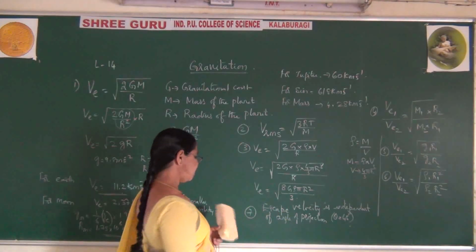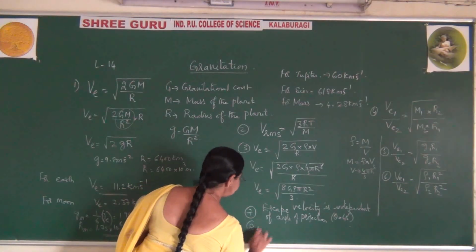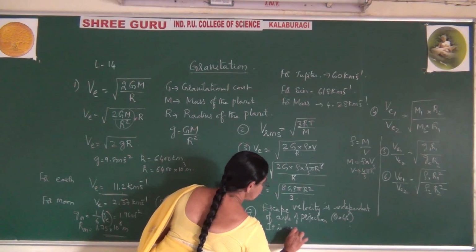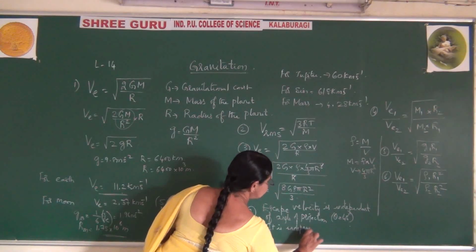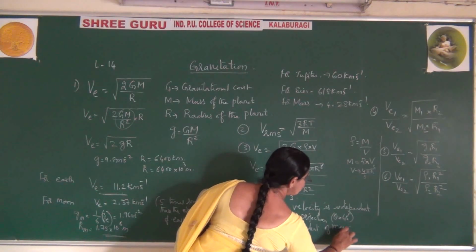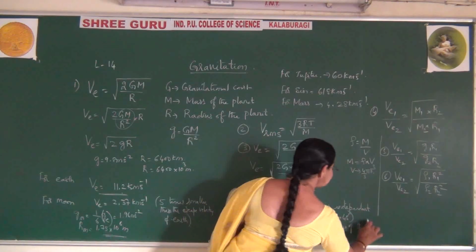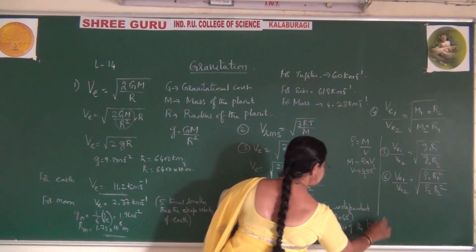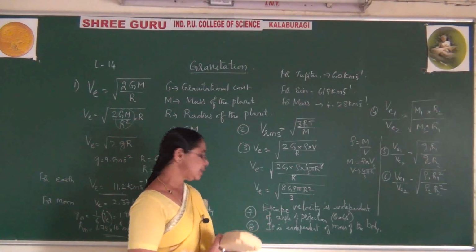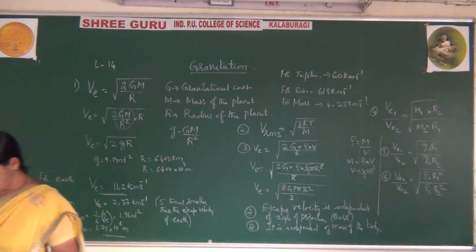So again, one more point I can say: escape velocity is independent of the mass of the particle, the mass of the body, whatever you want to call it. It does not depend on small m. So these are the factors you should remember here. I have given sufficient points in this case.